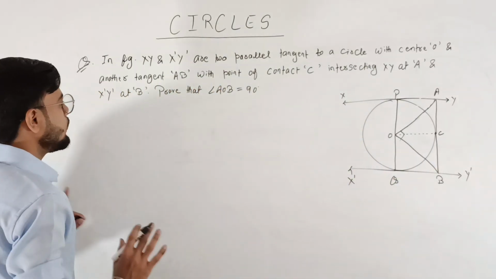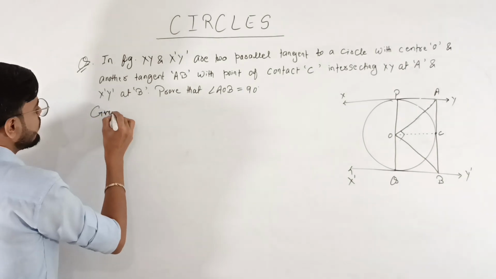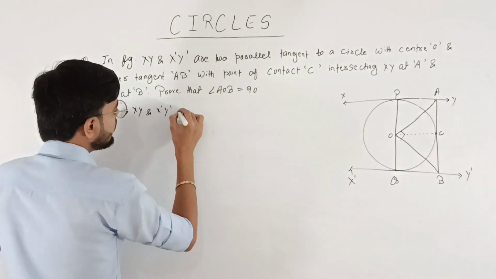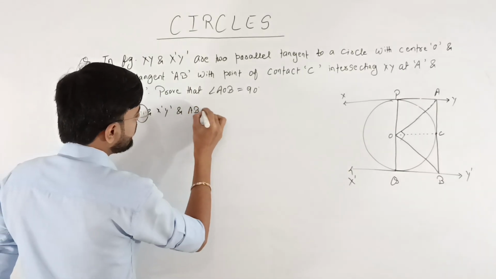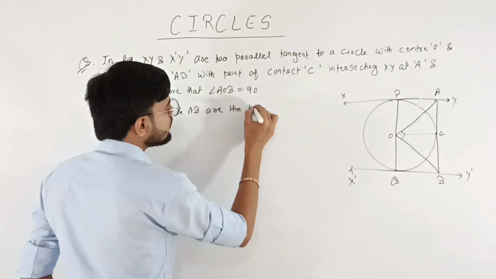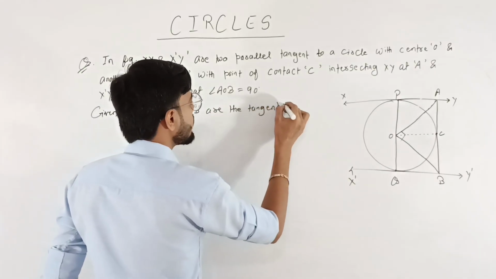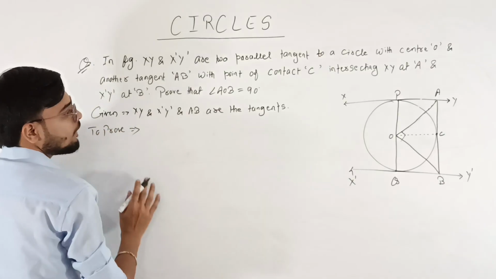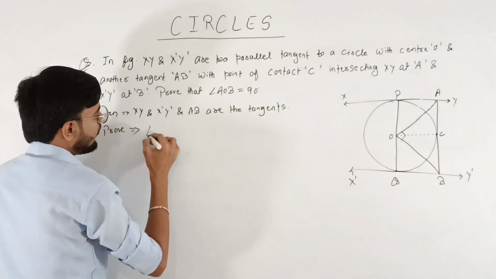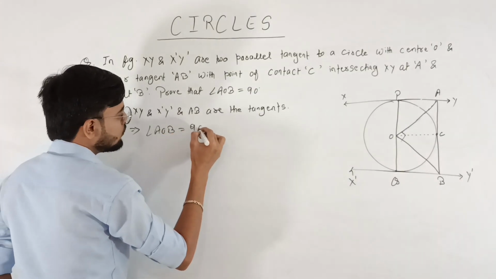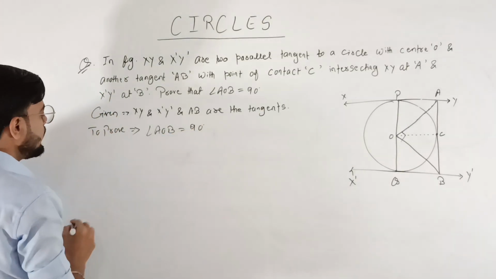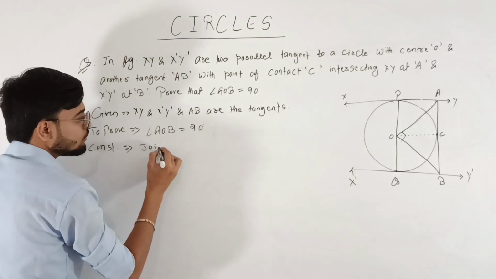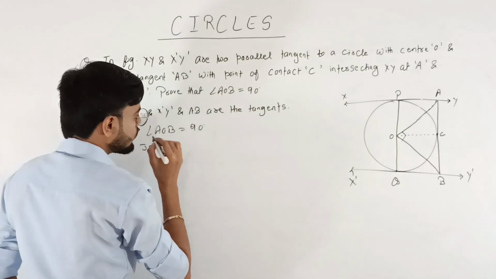Okay, so first I write what is given. Given is XY, X'Y' and AB are the tangents. Now what we have to prove? To prove, angle AOB is equal to 90 degrees. Now for this we need one construction. Construction is what? We have to join O and C. So we join OC.